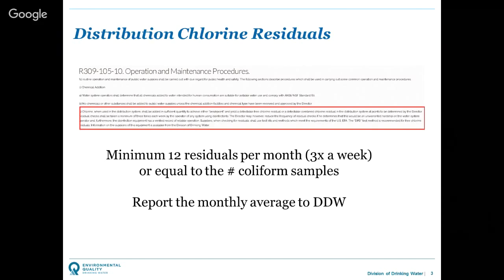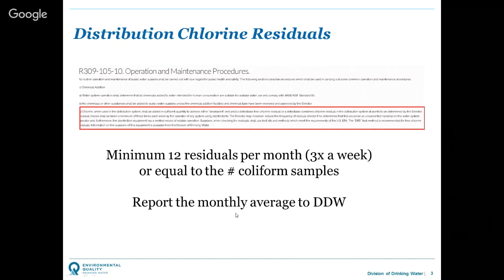Chlorine residuals are required for all water systems who either purchase disinfected water or disinfect the water themselves. You can't see the rule, but this is the rule reference. It's R309-105-10. The requirement is we need a minimum of 12 chlorine residuals per month, which is 3 times a week, or at any time you take a coliform sample, the coliform sample should come to us with a chlorine residual. Again, if you purchase chlorinated water or you are chlorinating the water yourselves.